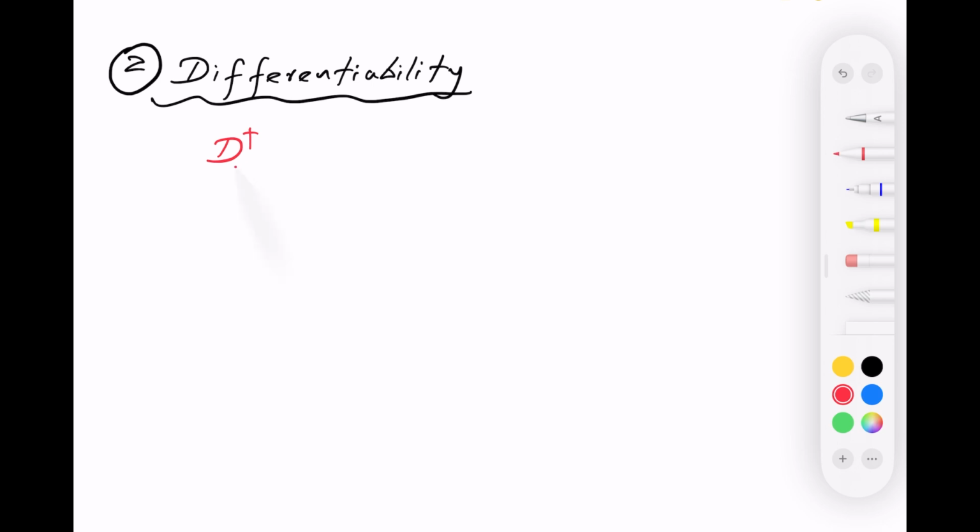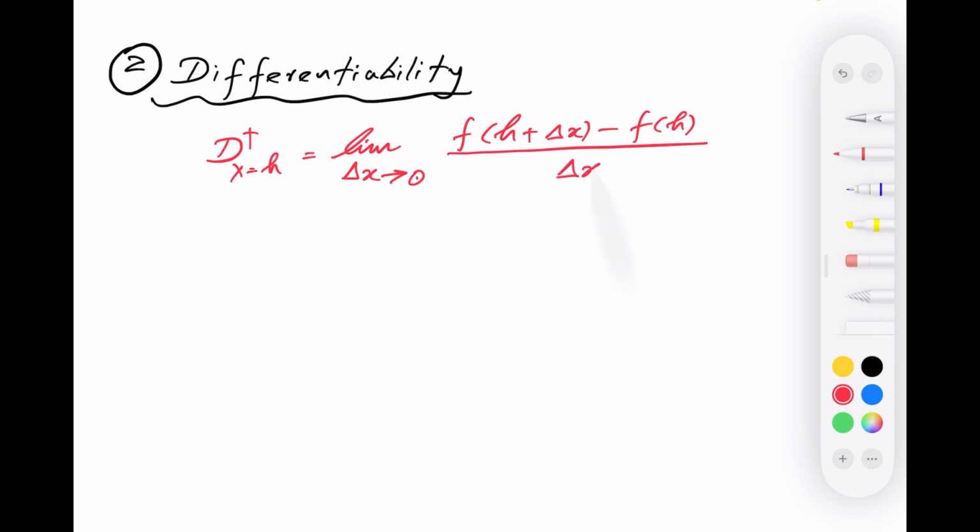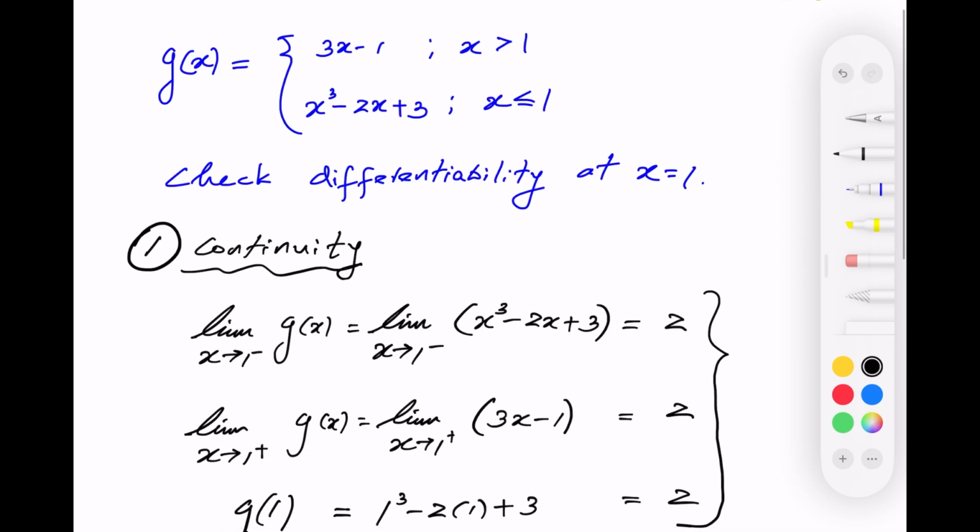We know that D plus at x equals h is equal to the limit as delta x approaches 0. On the numerator, we have f of h plus delta x minus f of h, all of that divided by delta x. That is if the function is given in terms of f. This function for us is given in terms of g, and this value h is equal to 1.